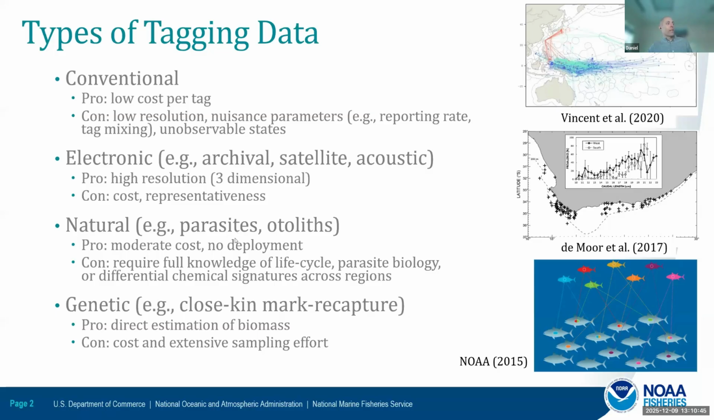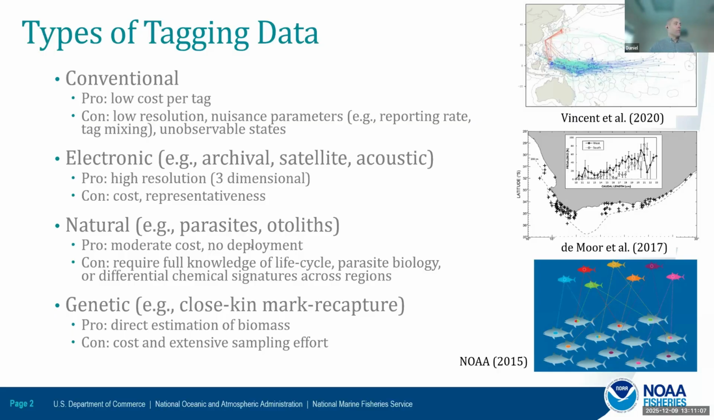The next scale up, you have electronic tags, where you have low sample sizes because they're really expensive to buy and then to deploy. But that gives you much higher resolution tag tracks that can really start informing things like preference functions and other types of movement, like Jim talked about.